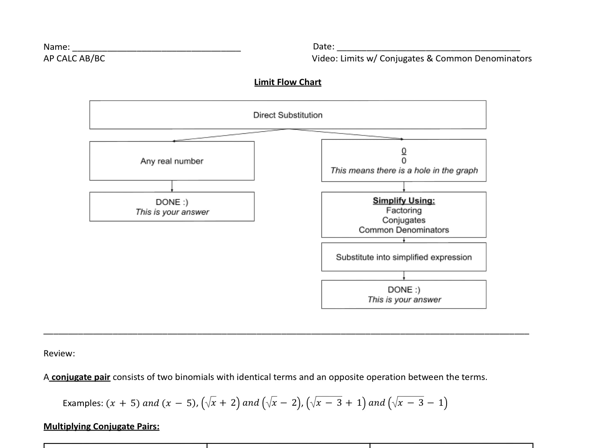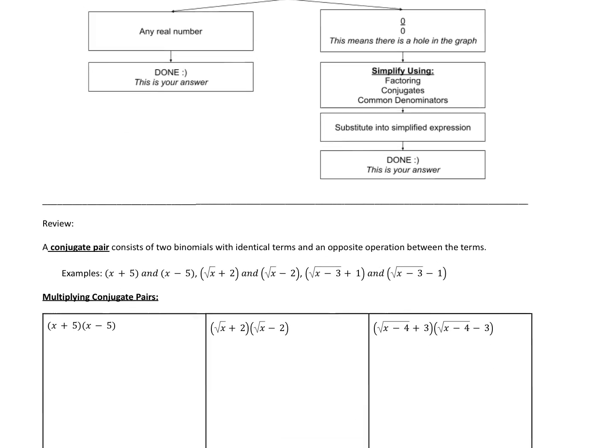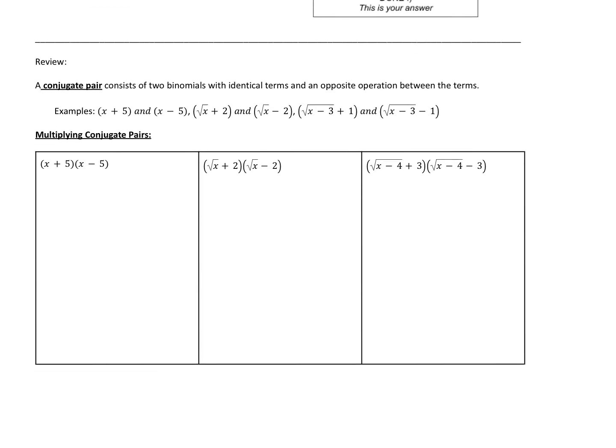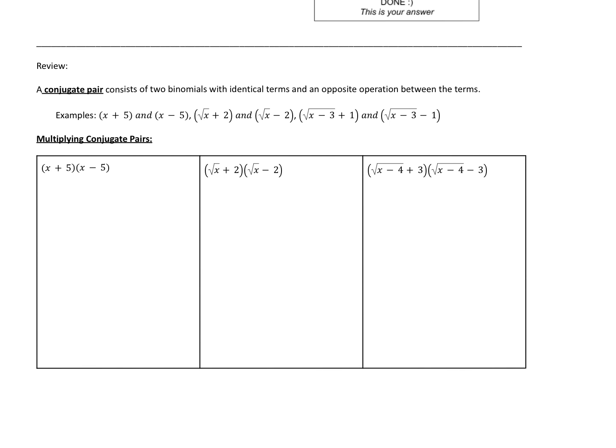All right, before we get into limits, let's talk about conjugate pairs and how they multiply out. So a conjugate pair consists of two binomials with identical terms and an opposite operation between those terms. So example, x plus 5 and x minus 5. Those are conjugates. Same x, same 5, just the plus and the minus.